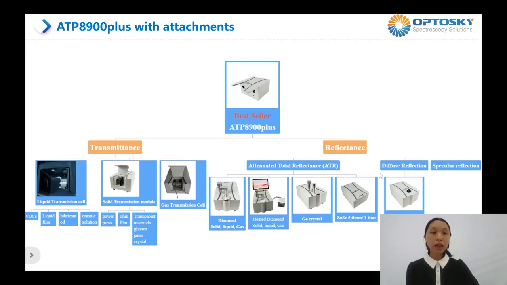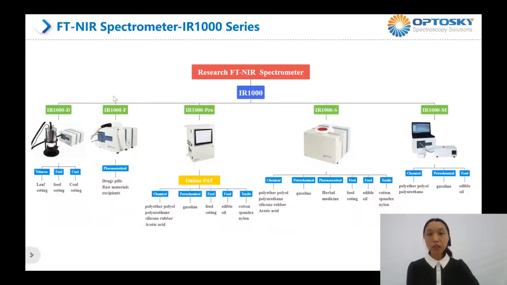We have the 5 times and 1 times, and if you want to measure diffuse reflectance, we have the upward and the front. And we also accept specular reflection modules, and we also have 30 degrees, which can be customized. We have a picture here, but we can accept customization.